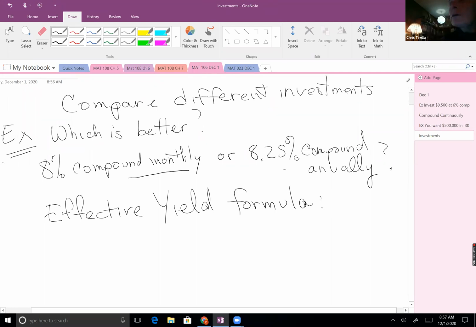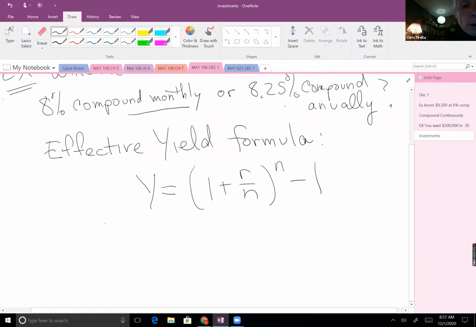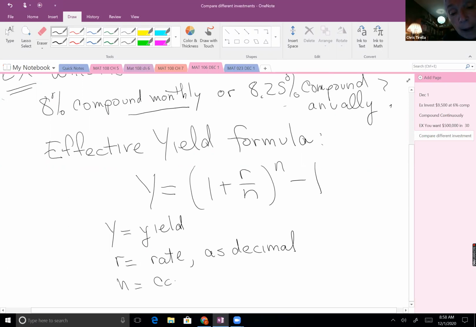And the effective yield formula kind of says, okay, so in every year, what would this be comparable to if it were a simple interest in 1 year? And the effective yield formula is y equals (1 plus r over n) to the n, minus 1, where again, y is that yield, r is the rate as a decimal, and n is the compounds in 1 year.